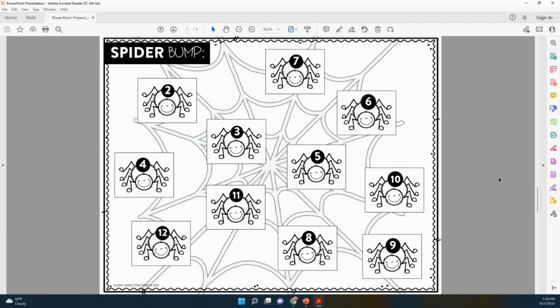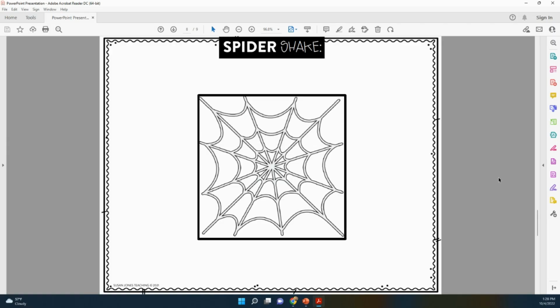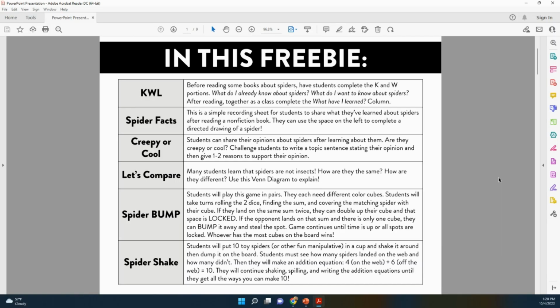And then I have 2 different math games. One is called Spider Bump and one is called Spider Shake, where I share how to play each game in this freebie. I had actually made and compiled all those spider freebies last year because I was subbing in a 1st grade classroom and we had a spider themed day. So that's why we have some writing activities, reading activities, and some math activities as well.